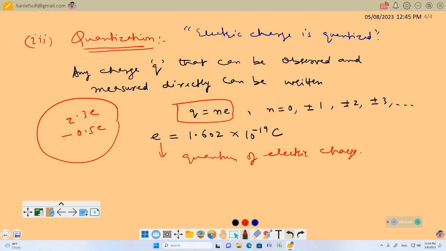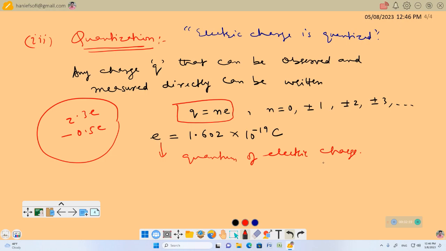All higher values are integral multiples of that. That means all higher values of charge are integer multiples of this. Either they are twice this, thrice this, four times this, or minus one times this, minus two times this, or minus three times this, and so on. So whenever any physical quantity behaves this way, it exists in nature this way, that there is some smallest unit possible, which is called the quantum of that particular quantity, and all higher values are integral multiples of that. We say this quantity is quantized. So electric charge is quantized.